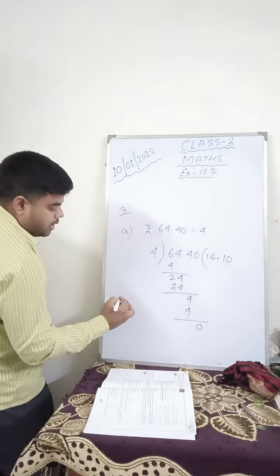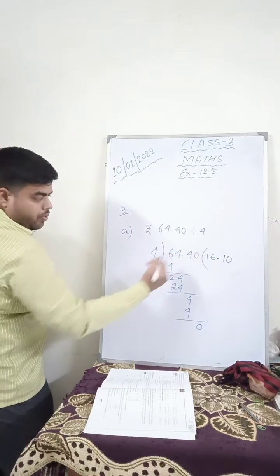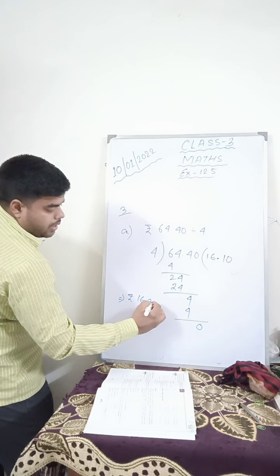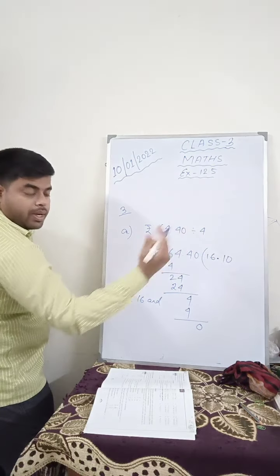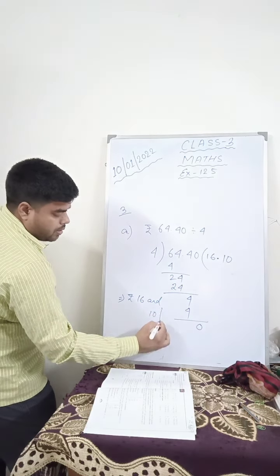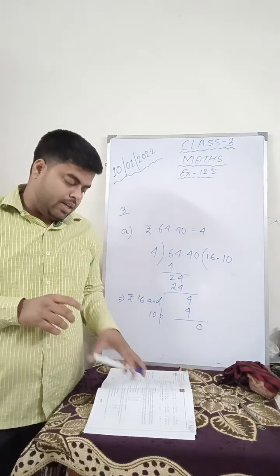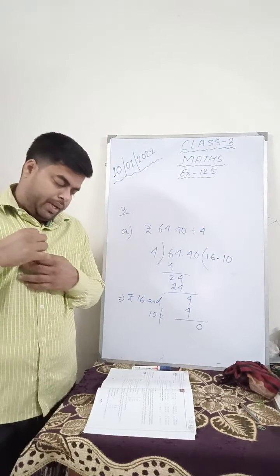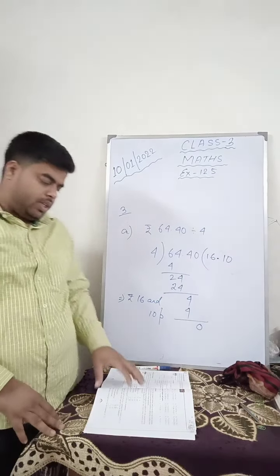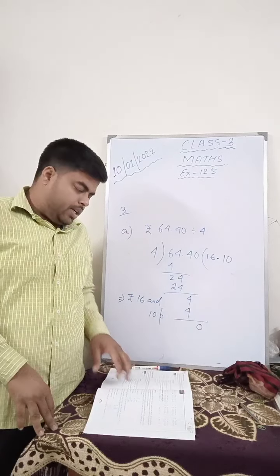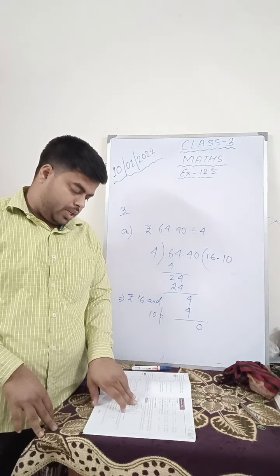So what is your answer? Whatever is before the decimal is rupees. Rupees 16, and after the decimal is paisa, 10 paisa. Because they have asked you the answer in rupees as well as paisa. So I hope all of you can do it, children. Please complete exercise number 12.5 in the copy.